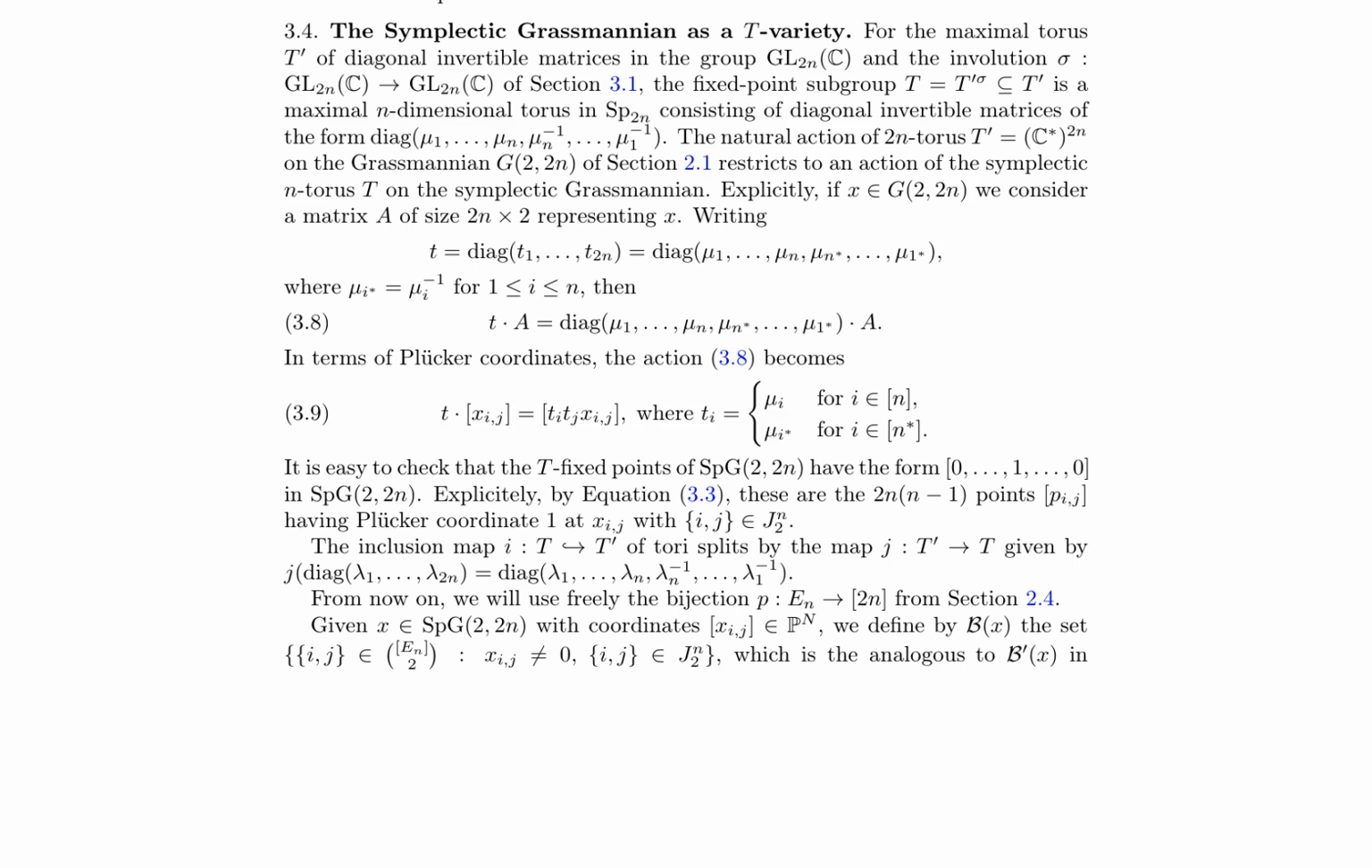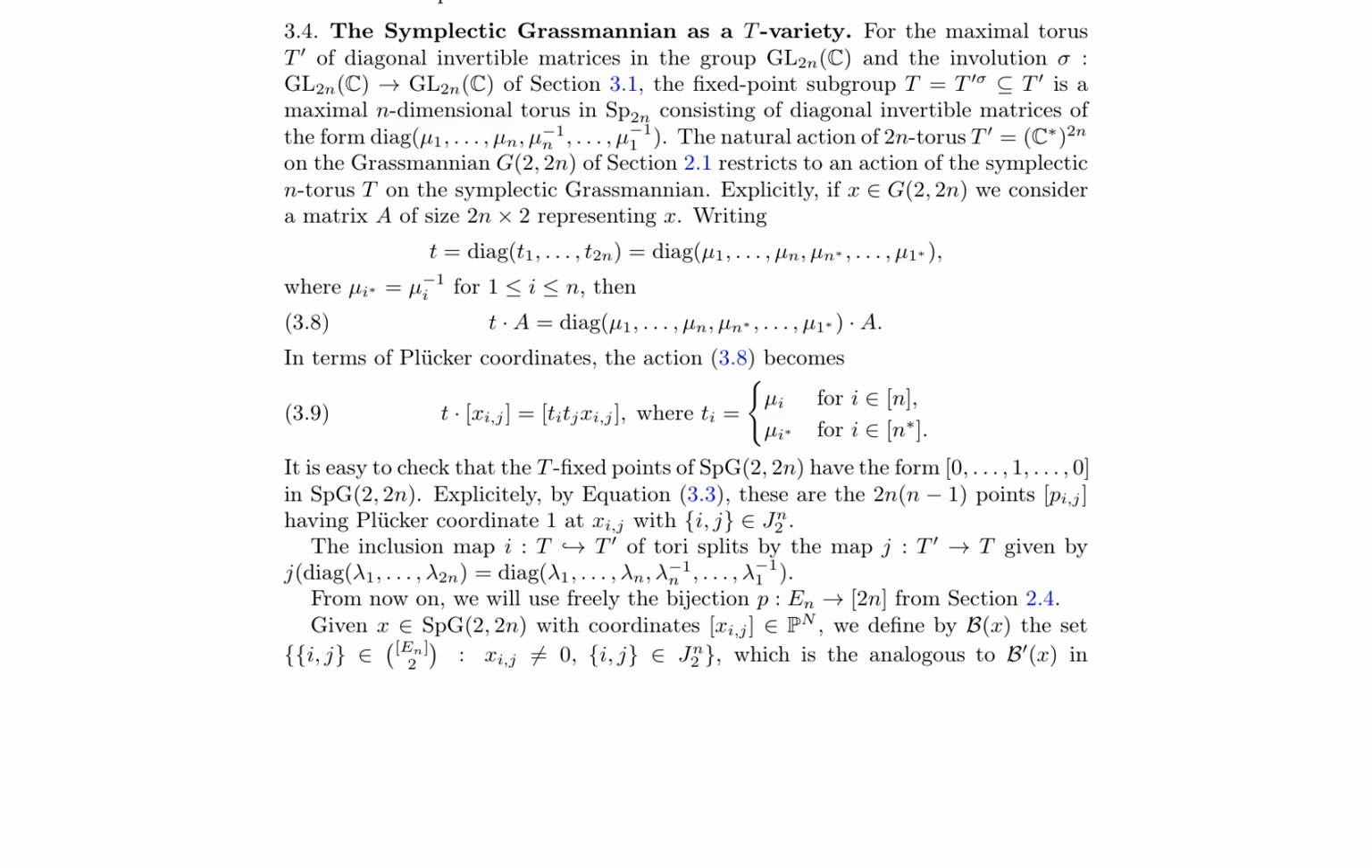The symplectic Grassmannian is also discussed as a T variety, where T is a maximal n-dimensional torus in sp2n. The action of T on the symplectic Grassmannian is defined explicitly in terms of Plücker coordinates, and the T-fixed points are shown to have a specific form.